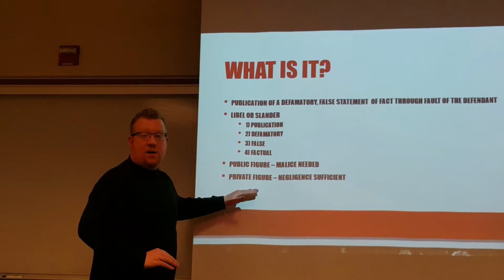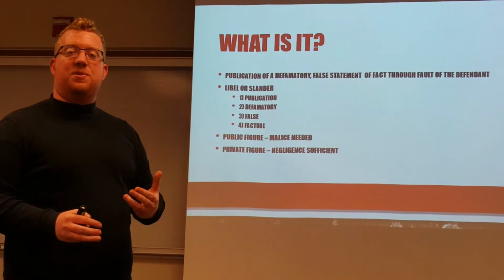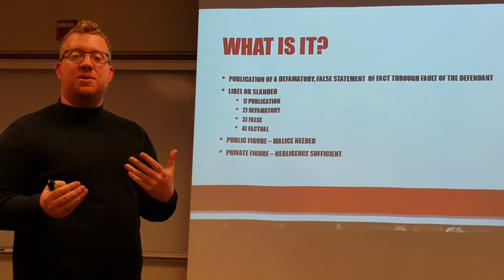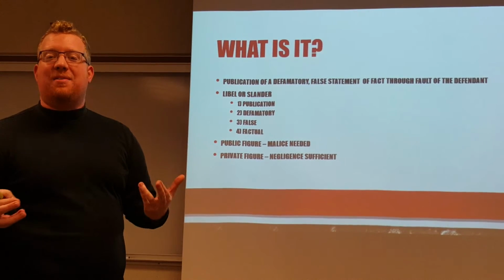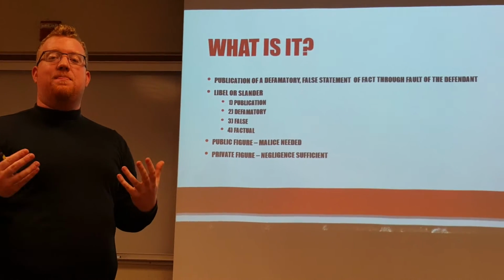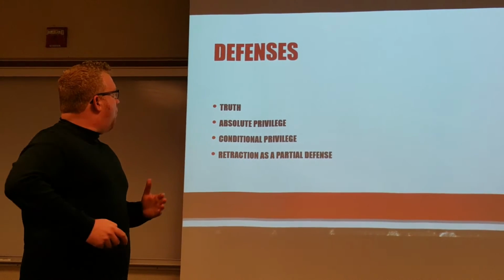If it's a private figure, just like a regular person, all right, then you don't actually have to prove that the person who spoke the defamatory language had malice, right? All you have to do is show that they were negligent, that they didn't do their homework, that they made a statement that they shouldn't have, okay? So, what are the defenses?